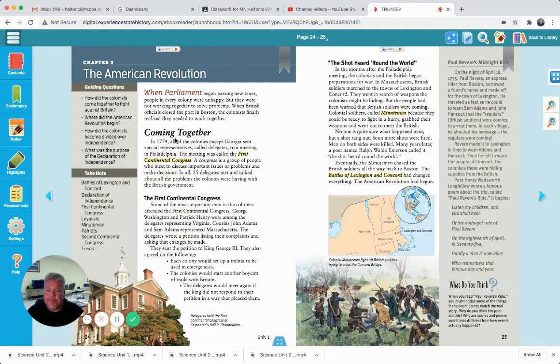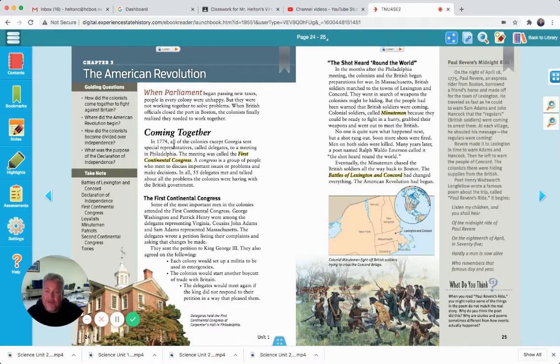Page 24. And remember the last thing we read about were those Intolerable Acts, where the king closed Boston Harbor and was making all these new rules, and bossy king. They were getting mad about it. When Parliament began passing new taxes, people in every colony were unhappy, but they were not working together to solve problems. When British officials closed the port in Boston, the colonists finally realized we need to work together. Remember, that was something that was intolerable. They couldn't stand what the king was doing to them anymore. So they decided to come together.